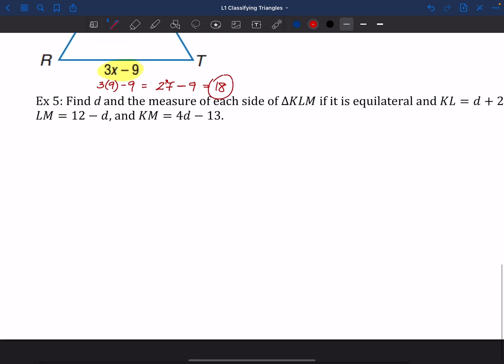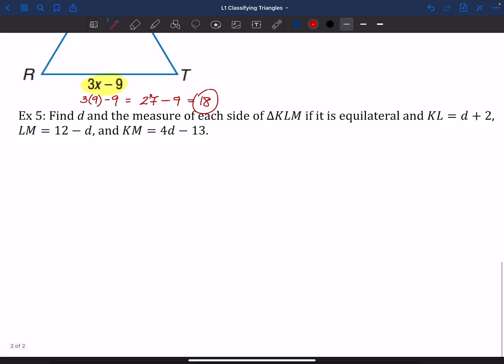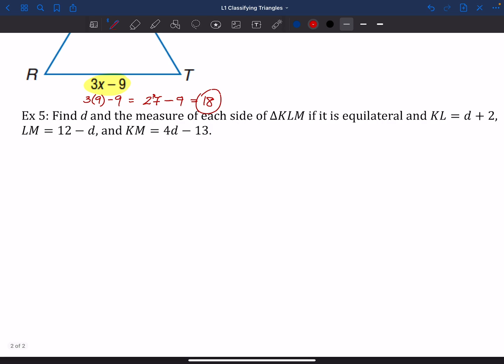Let's try another one of these out. We want to find D and the measure of each side of triangle KLM if it is equilateral, and KL is that, LM is that, and KM is the third one there. So they don't give us a diagram on this one, but what I would suggest the first thing to do is draw out a diagram for yourself.